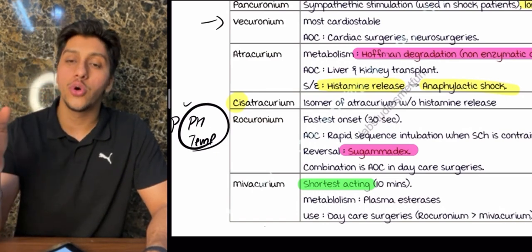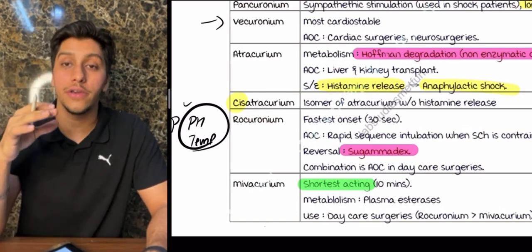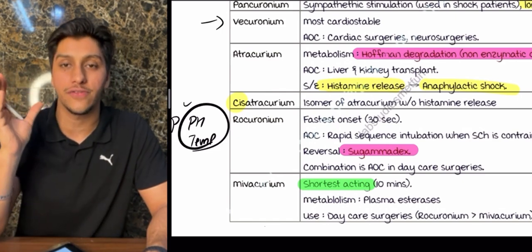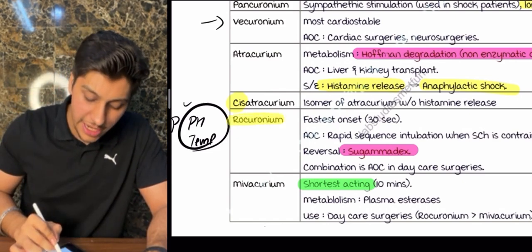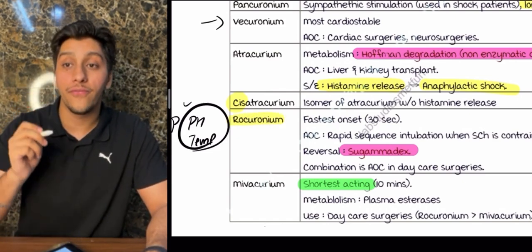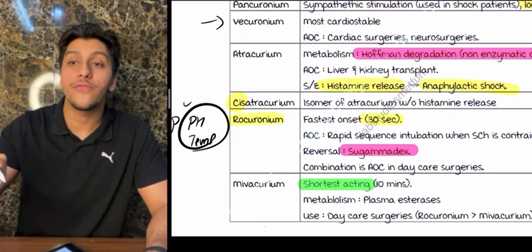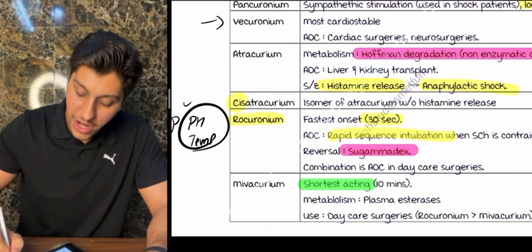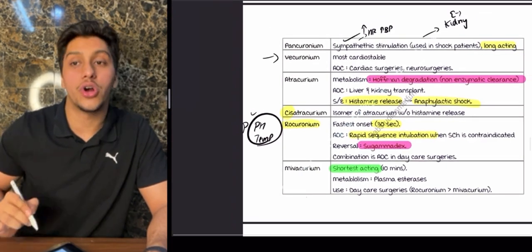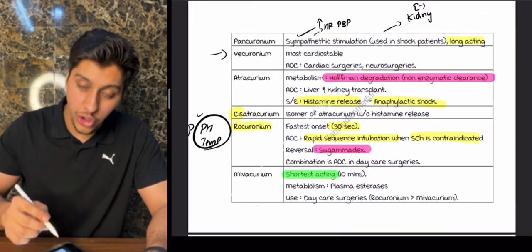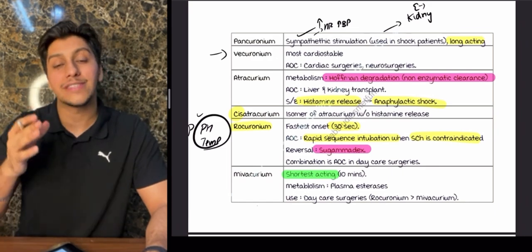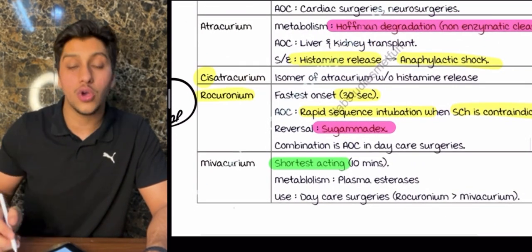Now, if there is any contraindication of succinylcholine, you can use this NDMR, which is rocuronium. It is fast acting, acting in around 30 seconds. It can be used in modified rapid sequence induction whenever succinylcholine is contraindicated. And how does rocuronium get reversed? Rocuronium is reversed with a drug known as Sugamadex.